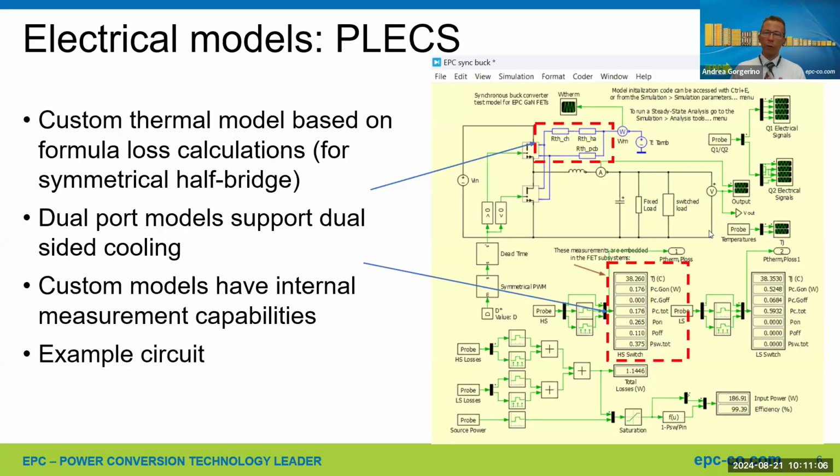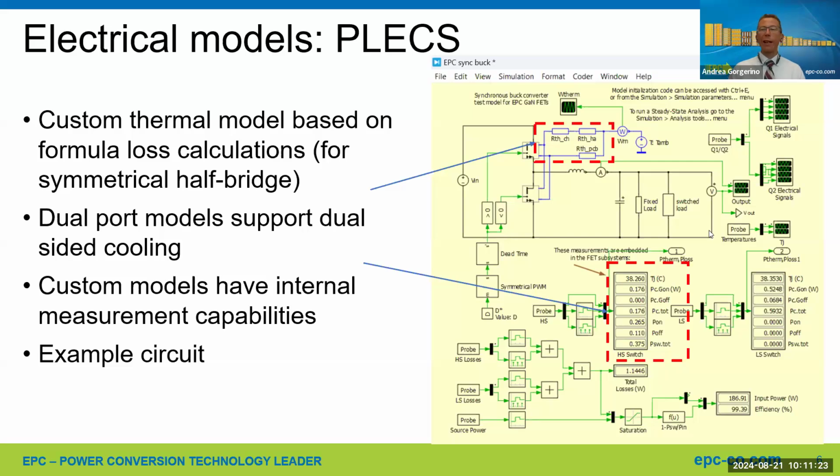But they are done with the fundamental assumption of having a symmetrical half bridge. This is something that in the previous tool, for example, you could have different high side and low side. In this case, because of how the tool is implemented, we have to make a choice. This is a choice that we make. So be careful in using this.